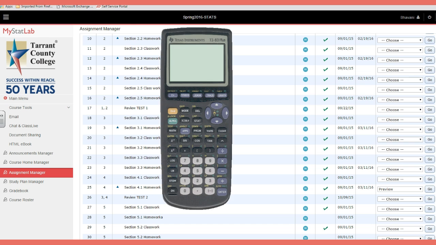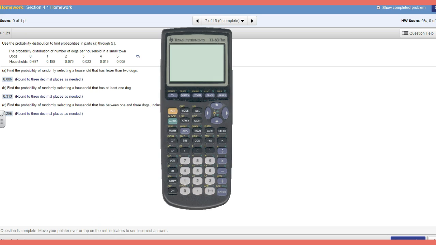Oops, where's my calculator? Where's my homework? All right. So now I'm going to go ahead and add 1.99 plus 0.073 plus 0.023 plus 0.013 plus 0.005. What do I end up with?